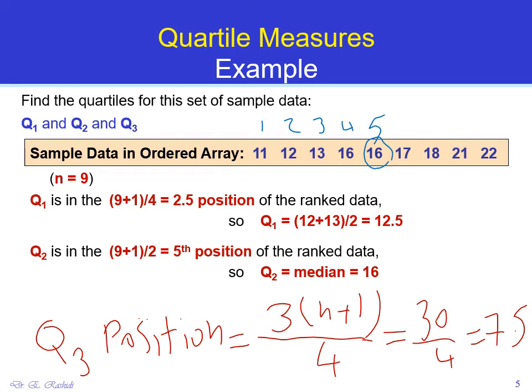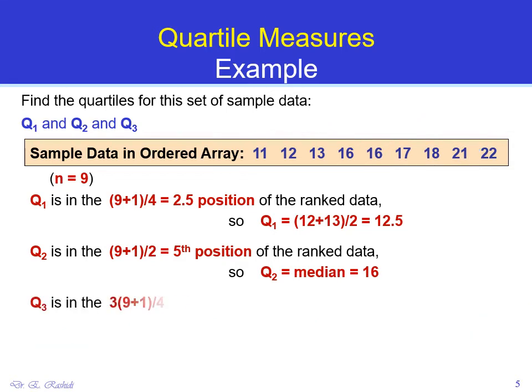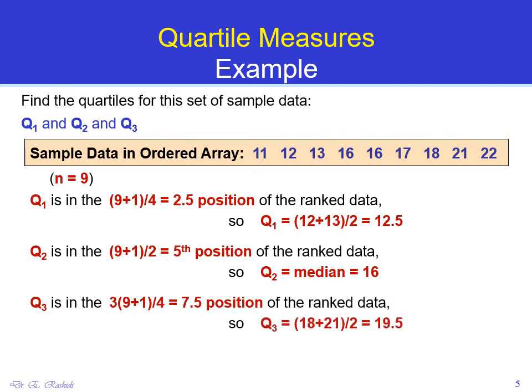30 divided by 4, which is 7.5. So 7.5, this is a half number, we have to find the average of the seventh number and the eighth number. This is the sixth number, the seventh number, and the eighth number. So the average of 18 and 21 would be our third quartile, which is 19.5.